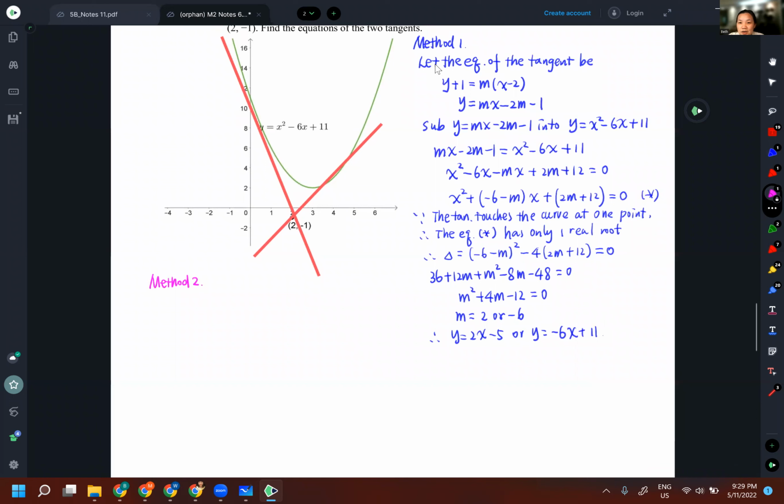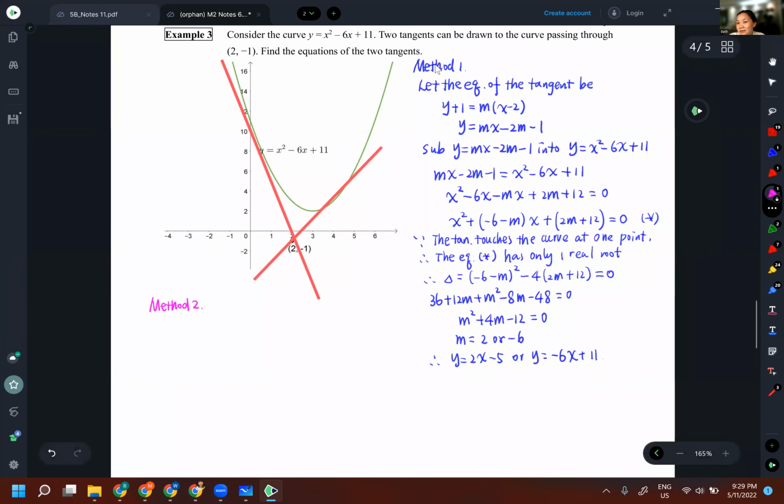Now to differentiate, I need to know the point of contact. You see, for method 1, I didn't care about the point of contact. In the end, I found the equation. I know nothing about the point of contact. If I want to, I can resolve the equation to find the point of contact, but it's not necessary.